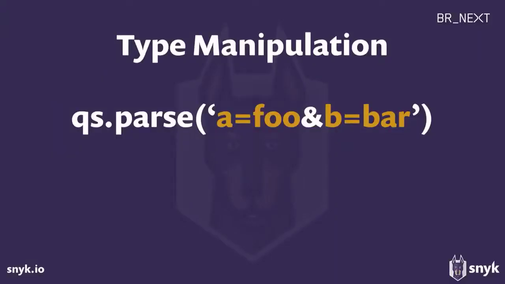It also demonstrates a broader problem called type manipulation, which is true for any dynamically typed language, specifically JavaScript, and can happen with JSON, but also can happen in other components. A good example of that is QS. If I parse a string like this, I get a JavaScript object with two fields, A and B. But if I pass it two A's, I get an array.